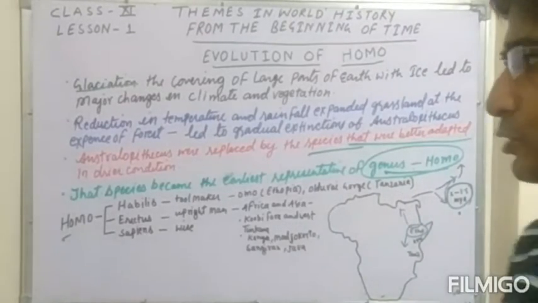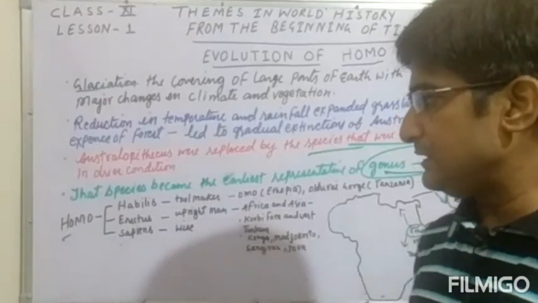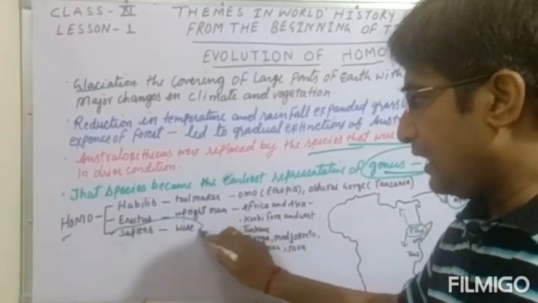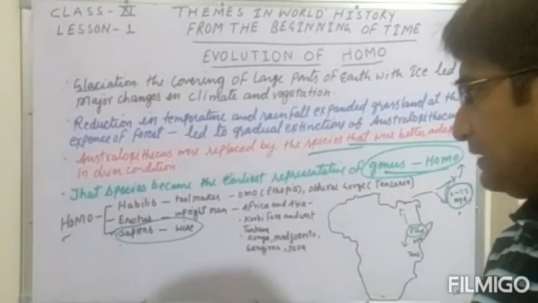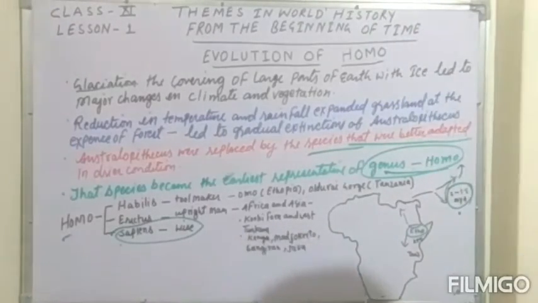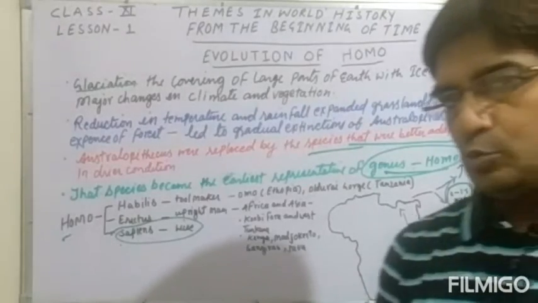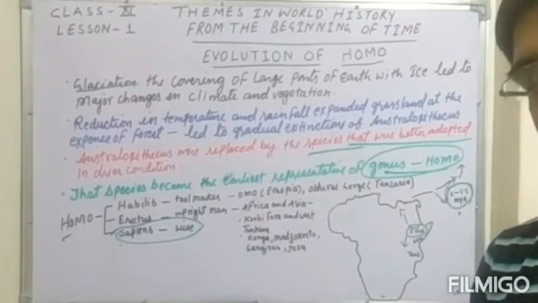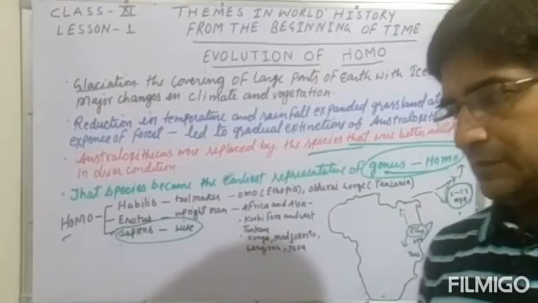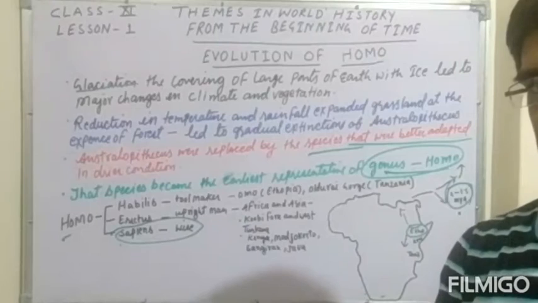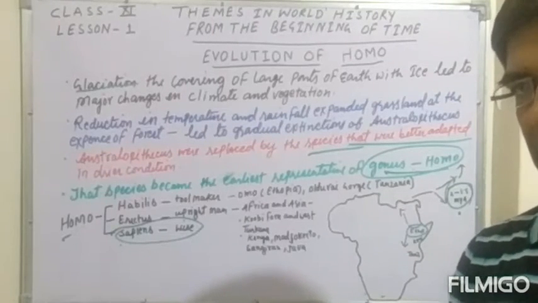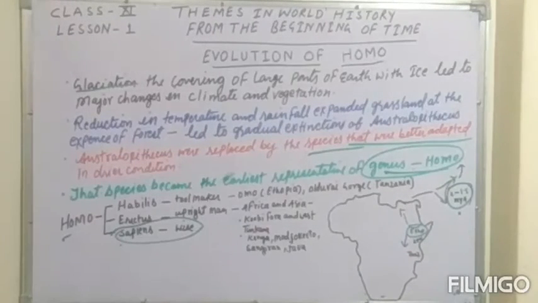Then the last Homo were the Homo sapiens, the forefathers of ourselves. Homo sapiens means the wise men, and they were also found in some places. These two places we will discuss in our next video lecture, because there their skulls and many other possible things were found, and we will discuss them in the next video.